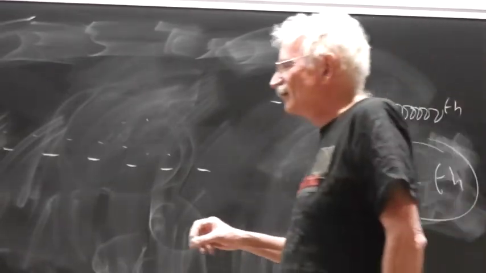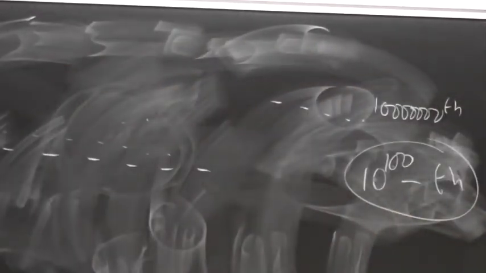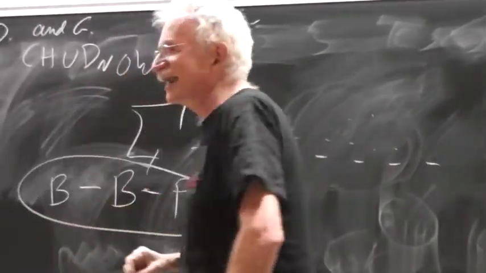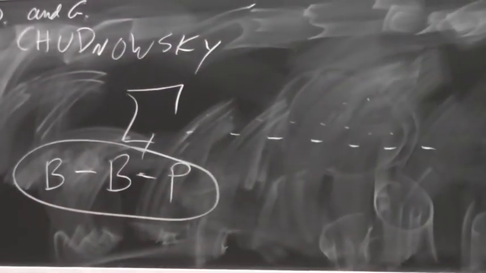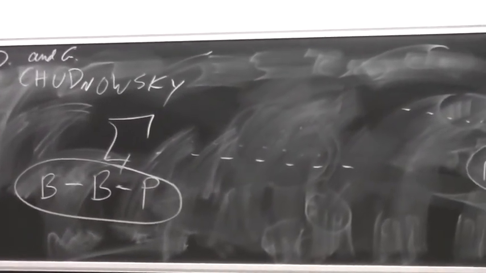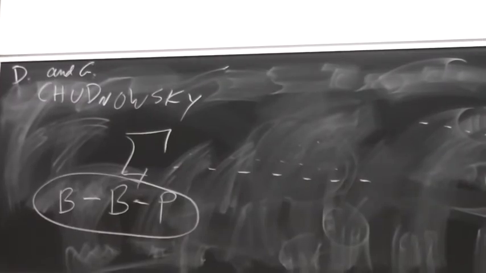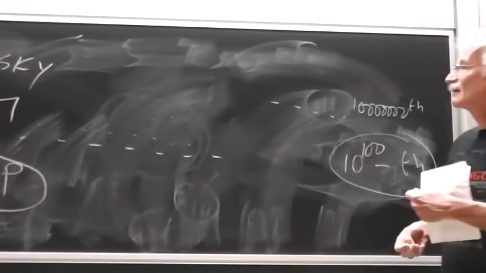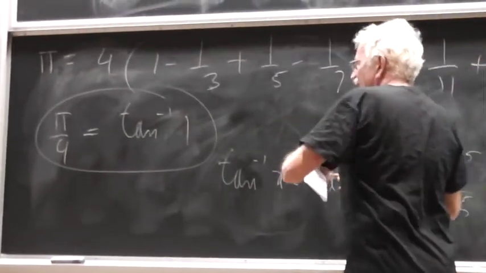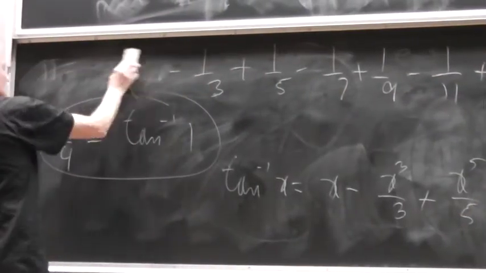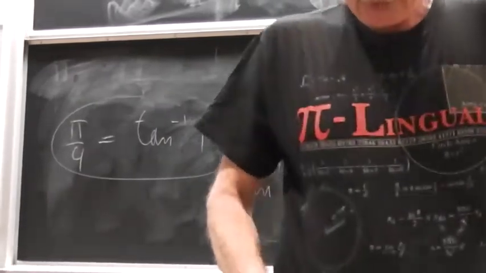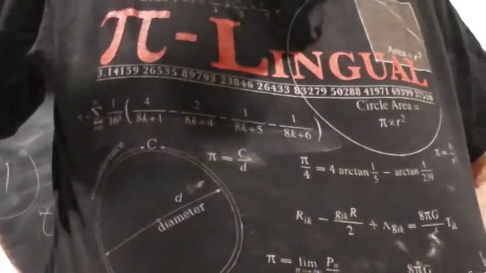But the famous, about 15 years ago, Borwein, Bailey, and Plouffe found an amazing formula that answers this question in base 2. In fact, base 16. But once you have it in base 16, you also have it in base 2. And here is the famous BBP formula. It's so famous, it's on this t-shirt right here.